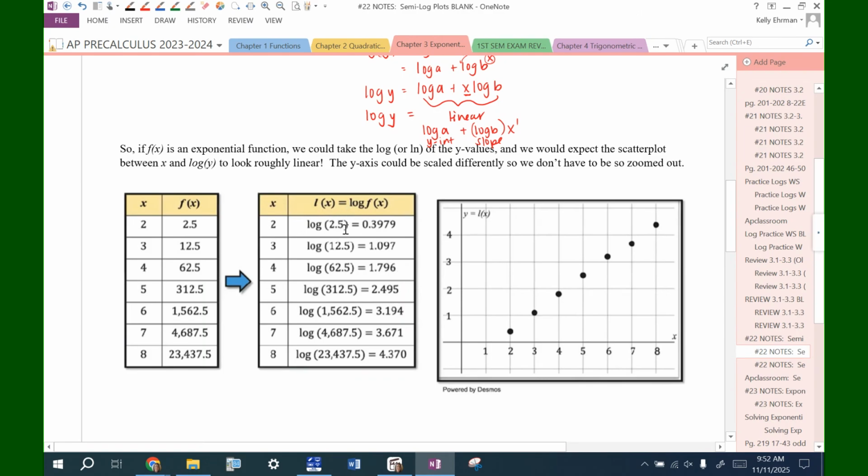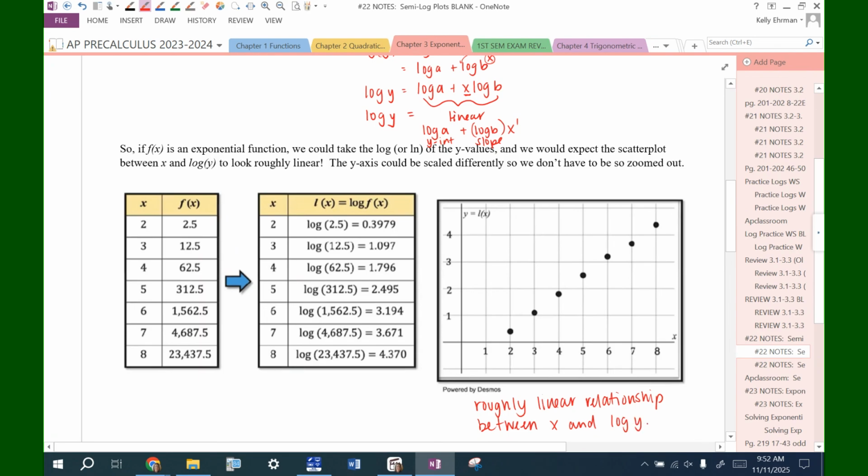So you can see it's log of 2.5, log of 12.5. That makes all of these numbers much smaller. Now, instead of the range going from 2.5 to 23,000, it ranges from 0.3979 to 4.37. And I can look at this graph and say, oh yeah, this is a roughly linear relationship, not between x and y, but between x and the log of y.